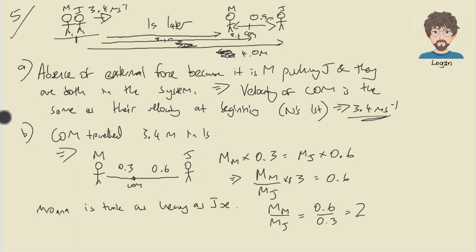Let's see if I'm right. Well, let's see if we agree with the answer in the book anyway. Let's see if the answer in the book agrees with me. Moana is twice as heavy as Joe. Exactly word for word. So that is the answer right there.